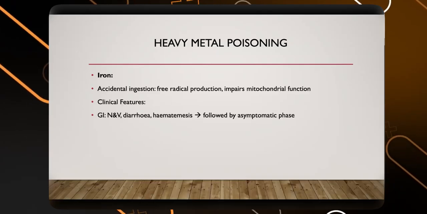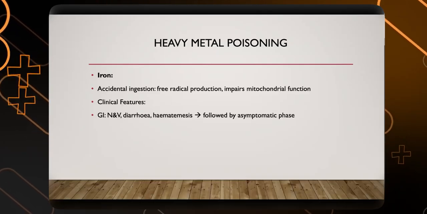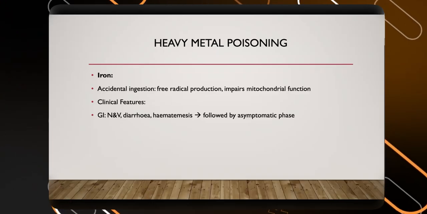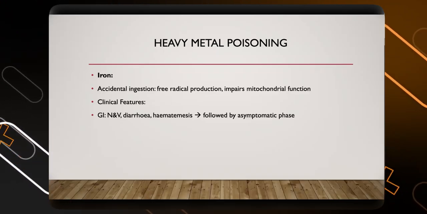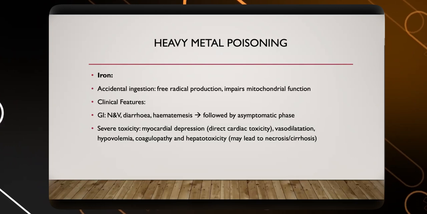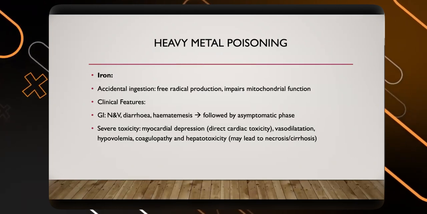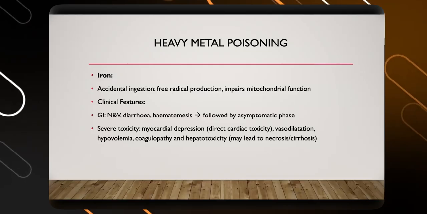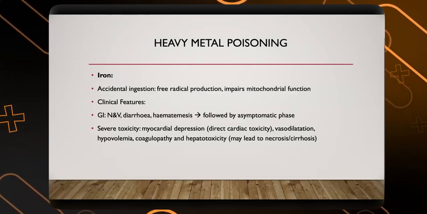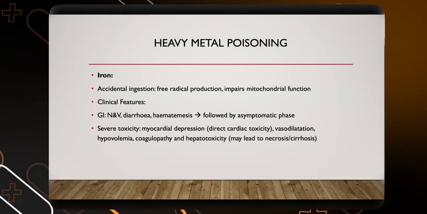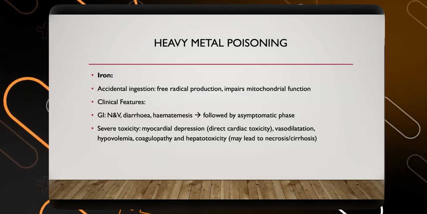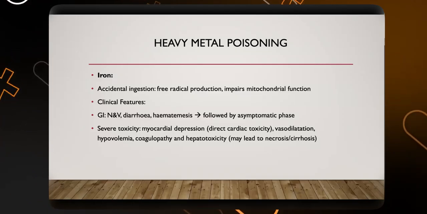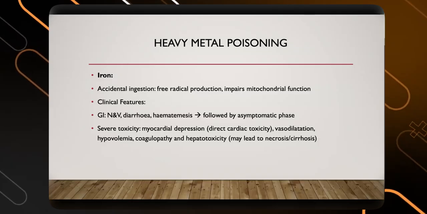Clinical features include typically GI symptoms like nausea and vomiting, diarrhea, hematemesis. This is followed by an asymptomatic phase. However, severe toxicity, which can result from ingestion of very heavy doses of iron, leads to myocardial depression because of direct cardiac toxicity, vasodilatation, hypovolemia, coagulopathy, and hepatotoxicity, which may lead to necrosis or cirrhosis.